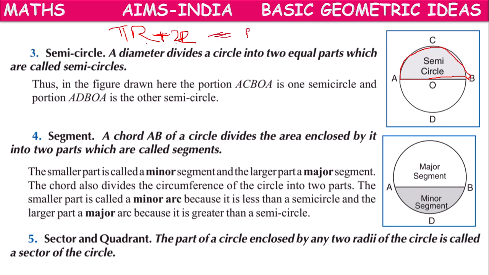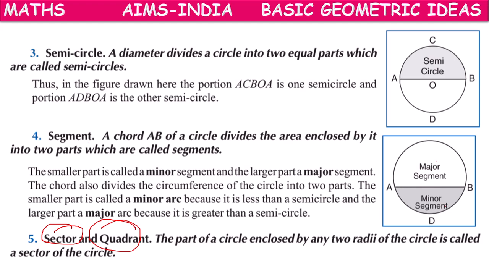In both the terms, r is common, so we can write it as r times pi plus 2, or pi plus 2 r. Pi plus 2 r is the circumference of a semicircle. So, segment, major segment, minor segment. So next children, we have sector and quadrant.